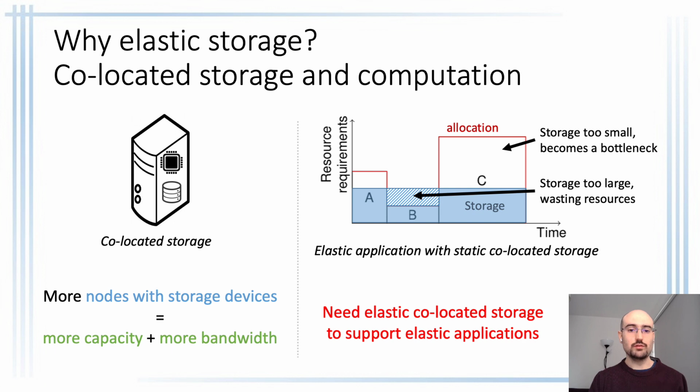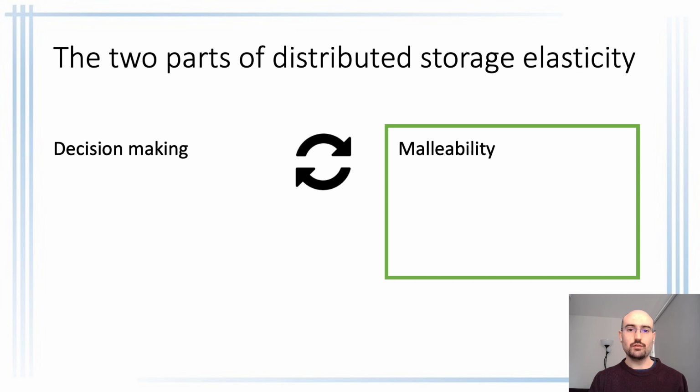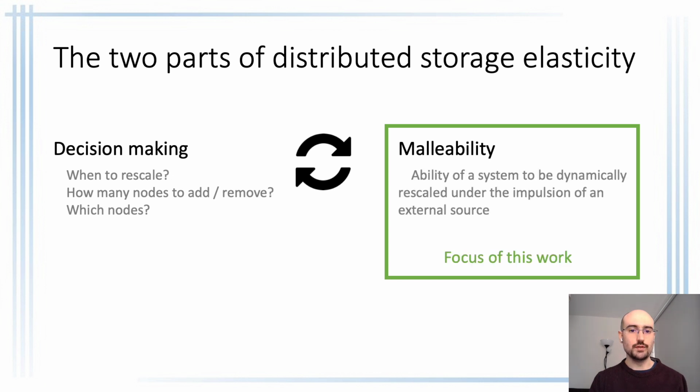Yet with faster networking technologies and faster storage devices, migrating data should become less of a problem nowadays. Assuming that data migration is fast enough, an elastic storage system brings multiple advantages, including being able to rescale at will to provide more bandwidth to the application, or to add more storage space. The implementation of an elastic storage system brings two sets of challenges. The first set concerns decision making. When do we rescale? Why? How many nodes to add or remove, and which nodes? The second set of challenges concerns the malleability, that is, how do we implement this elasticity in practice? This malleability will be the focus of this work.